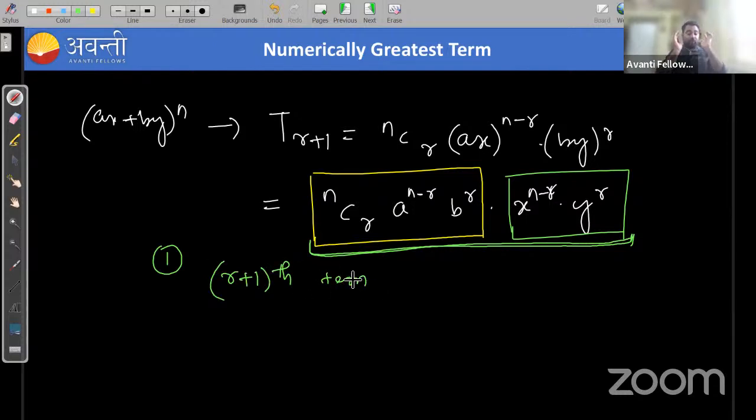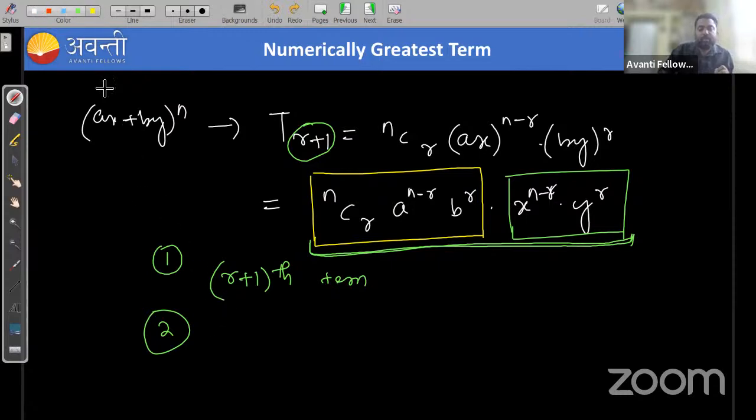So if I take the total expression and ask you what this is, you can say this is the r plus 1th term, because here you can see this is the r plus 1th term. Okay. And secondly, if I ask you what is the coefficient you got here, the coefficient is nCr. Here I will use another color.